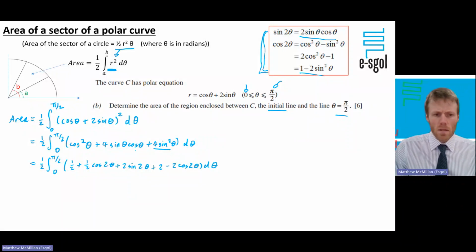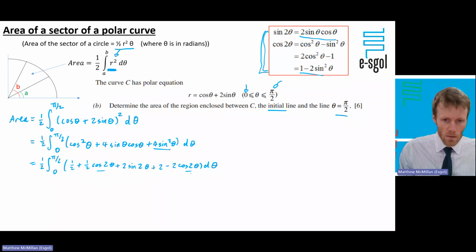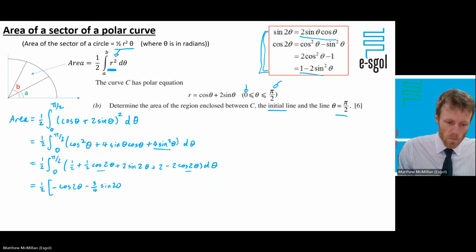Now I'm going to skip a little bit. There is a little bit of tidying up you can do here because you can see you've got common elements here. When we do integrate though, we're getting a half times minus cos 2 theta minus 3 over 4 sine 2 theta plus 5 over 2 theta. And the limits are pi over 2 and 0.